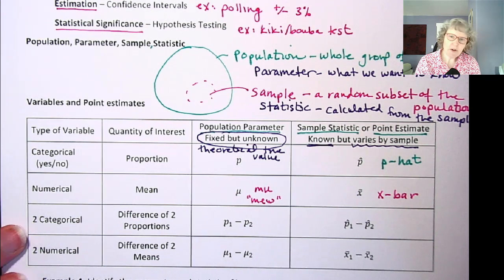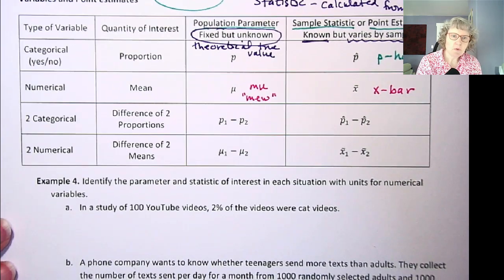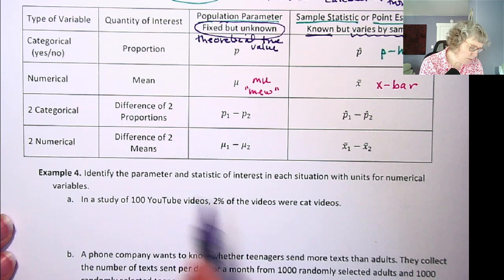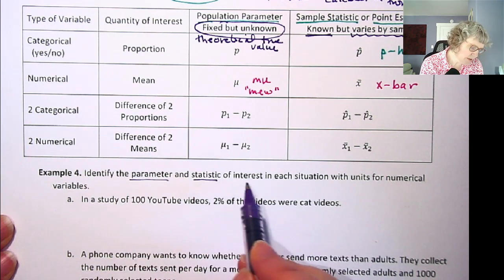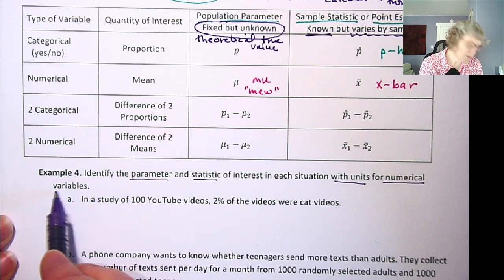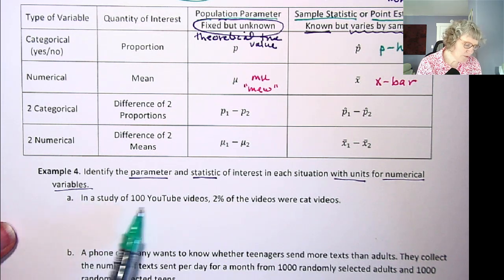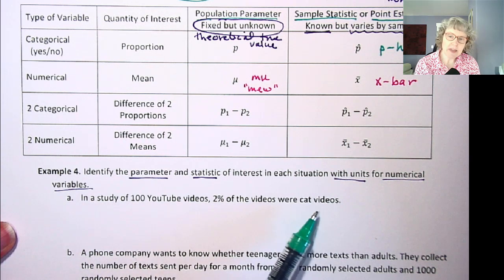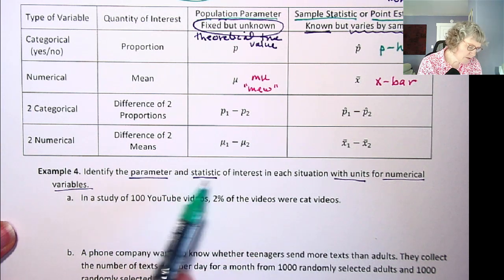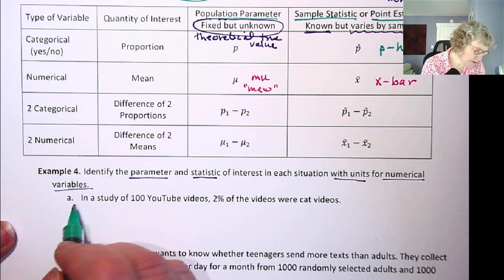Okay, to practice all this vocabulary and symbols, let's do an example. Example 4 here, we're going to identify the parameter and statistic of interest in each situation. We're going to put the units whenever we can, right? Which would be for numerical variables. Okay, so this first one might look familiar to you because we've done the YouTube videos before. In a study of 100 YouTube videos, 2% of the videos were cat videos. Okay, so I'm going to start, it doesn't matter which way you start, but I'm going to start with the statistic because that one's often easier for people.